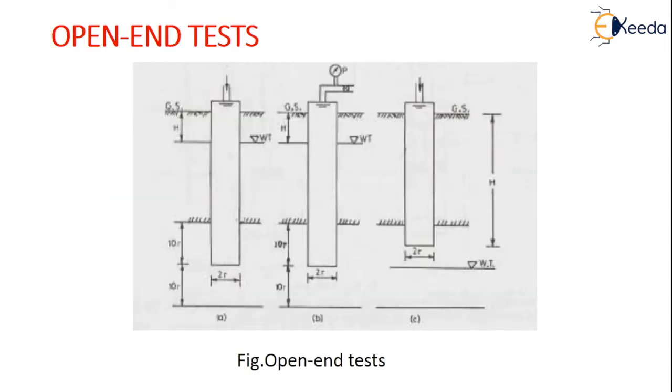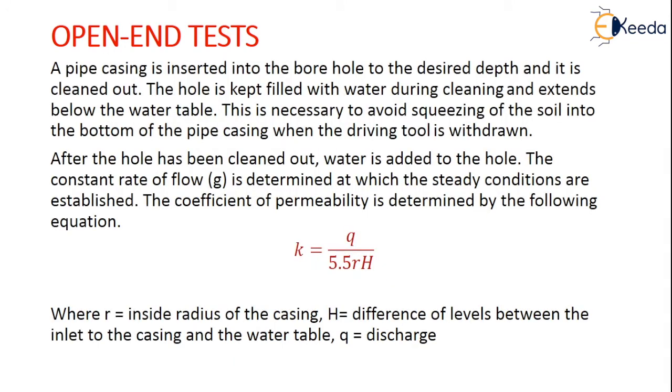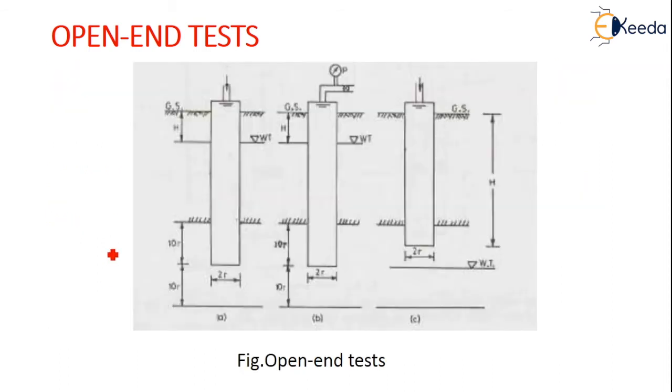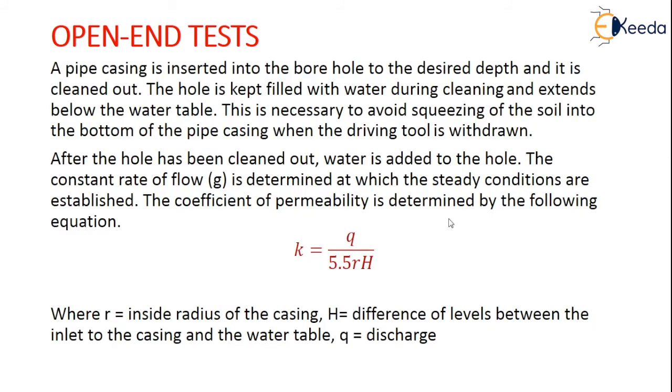This is a setup for the open end test. It looks like this. A pipe casing is inserted into the borehole to the desired depth and is cleaned out as shown in this figure. The hole is kept filled with water during cleaning and exits below the water table. This is necessary to avoid squeezing of the soil into the bottom of the pipe casing when the driving tool is withdrawn. This step is very important and must be carefully carried out.